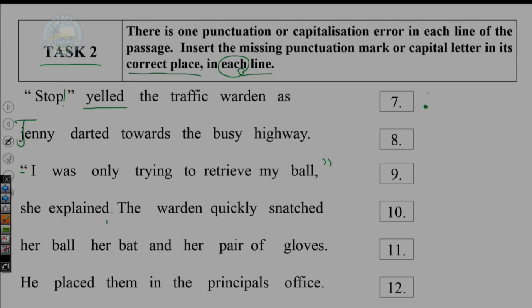And the items that are listed are her ball, her bat, and her pair of gloves. But we use "and" here to join the last two. So the comma comes after the word ball. Beautiful. We are almost to the end.